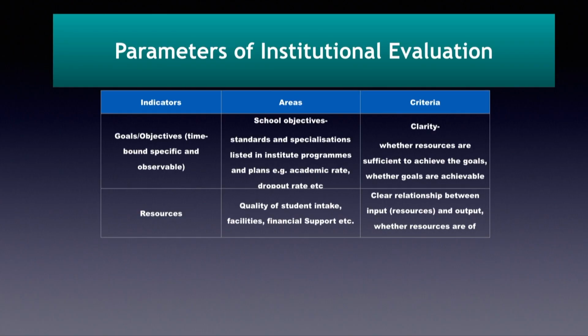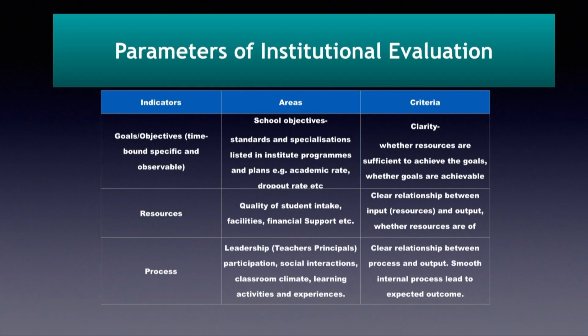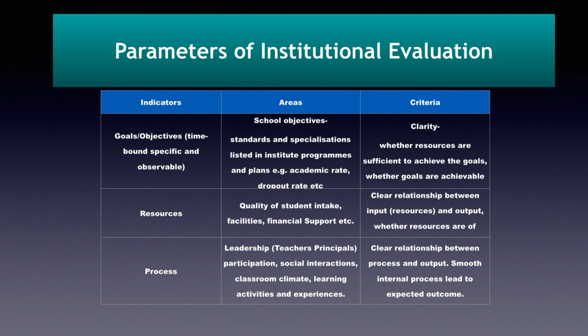Then comes the processes of the institution, which are important. Without the processes, no institution can move ahead. These can be understood through leadership participation, teachers' participation, social interactions, classroom climate, learning activities, and experiences of students and stakeholders about the institution. The clarity can be made based on the criteria: a clear relationship between process and output, and smooth internal processes leading to expected outcomes, whether it is happening or not.